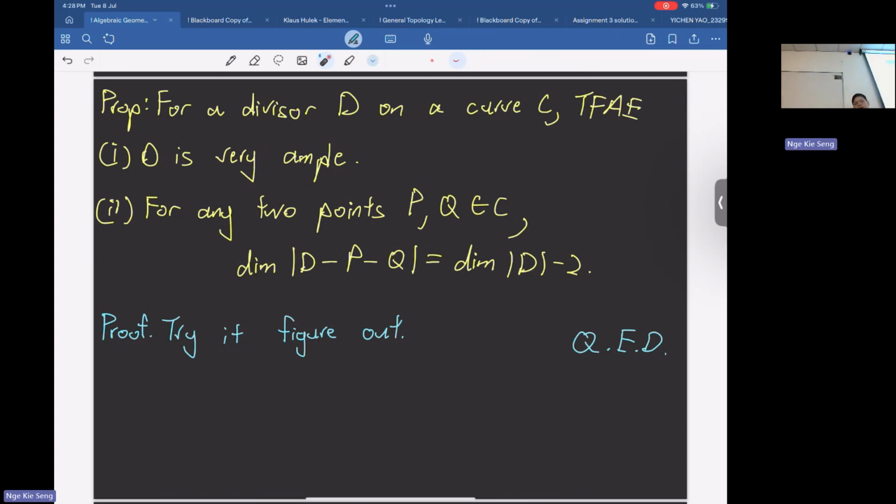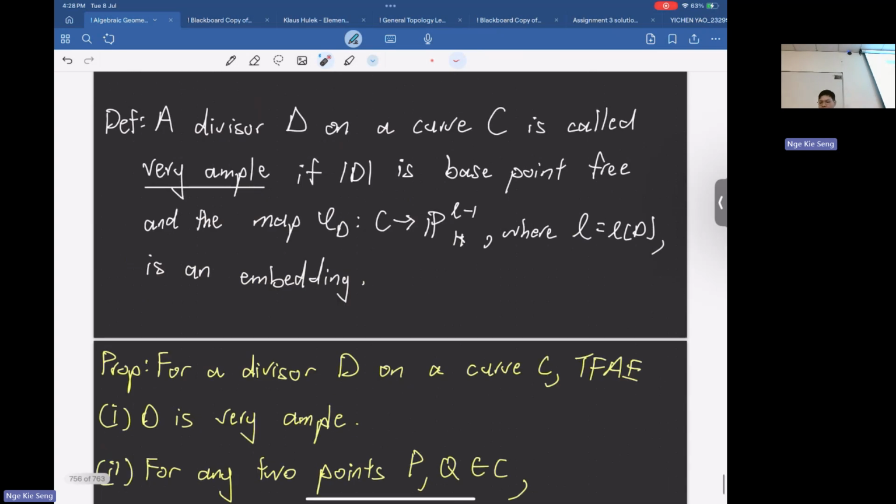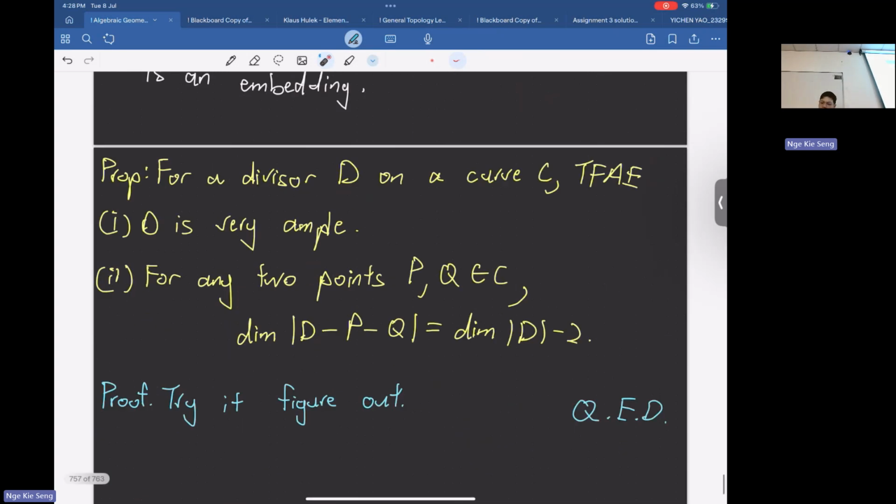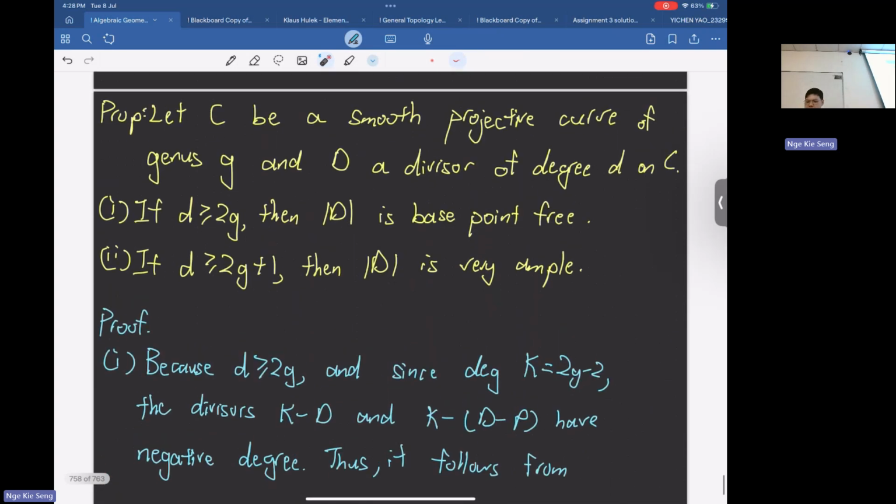I think both of these are quite hard, right? For one of them you need to check base point free and then check embedding. For the other one, although you need to check all points, you really just need to count dimension. So relatively easier, I would say. Both are hard also, but yeah.